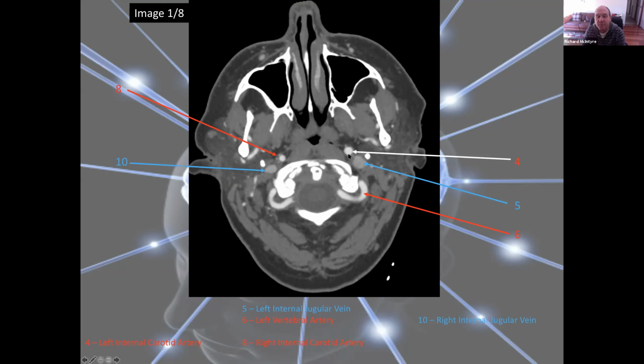We've seen the difference between arteries and veins. So arteries have a lot of muscle in the walls that keeps them nice and tight. Veins, not so much. So they're a little bit loose.